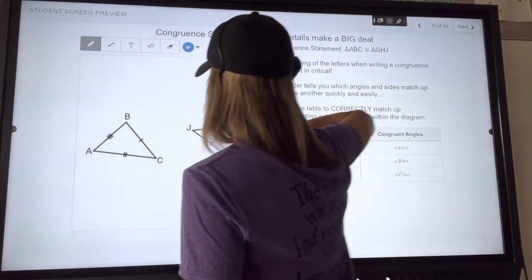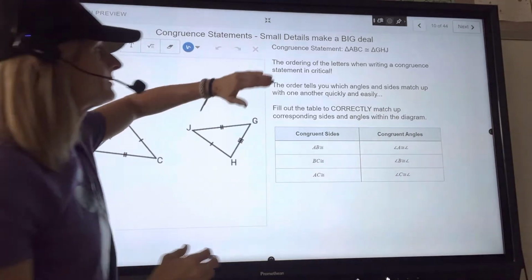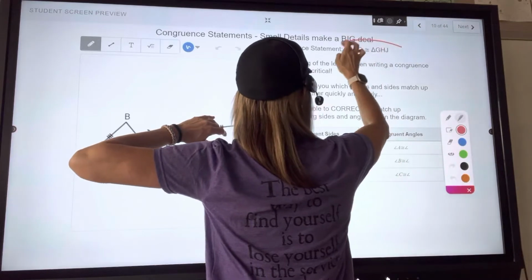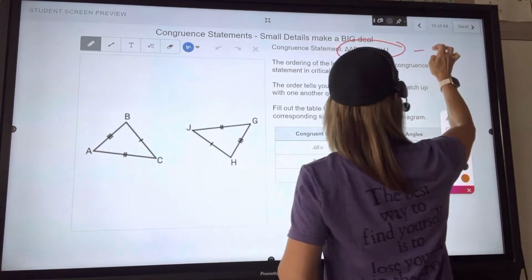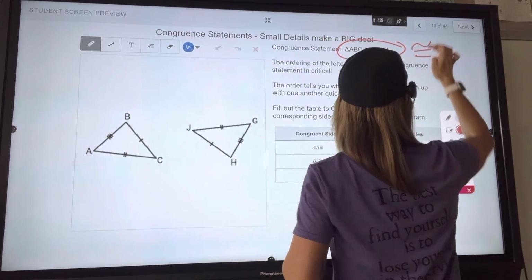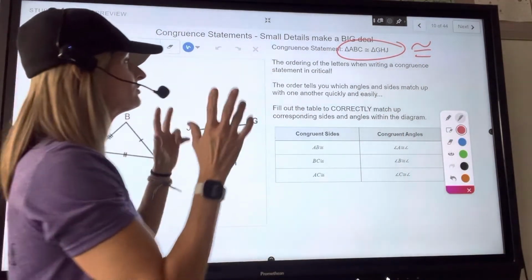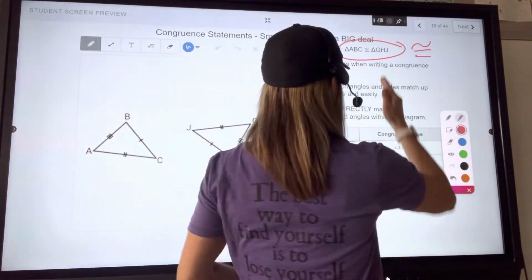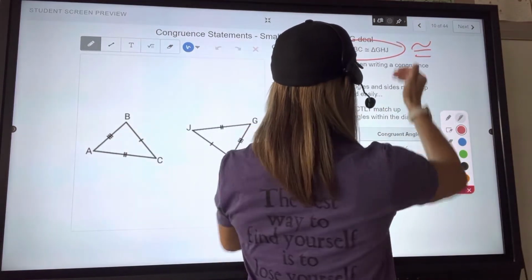You need all the corresponding sides to be congruent, and you need all the corresponding angles to be congruent. The last thing I'm going to show you is congruent statements. The important part is right at the top here. Triangle ABC is congruent to, and the congruent sign is an equal sign with a little squiggly, triangle GHJ. This tells you a lot of information. This tells you that A corresponds to G, B corresponds to H, and C corresponds to J.